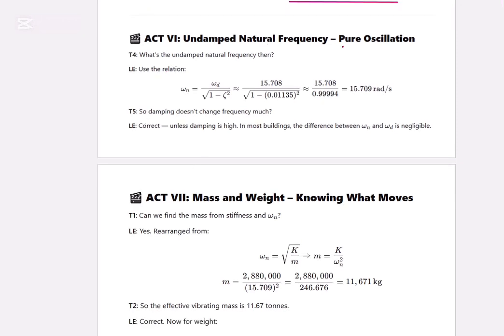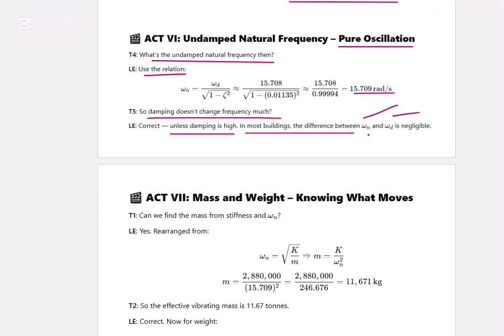Then undamped natural frequency, that's pure oscillation without damping. What's the undamped natural frequency then? Use this relation. This is the undamped frequency. So damping does not change the frequency much because it's very small. Unless damping is high, in most buildings the difference between omega and omega d is negligible.